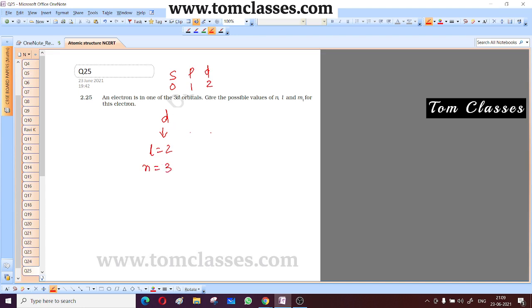Then ml values. They are going to be from plus L to minus L, so minus 2, minus 1, 0, 1 and 2, right? So there are 5 orbitals. And corresponding to each there will be 2 spin quantum numbers. So these are the possible values of n, L, ml for a 3d orbital. Okay?